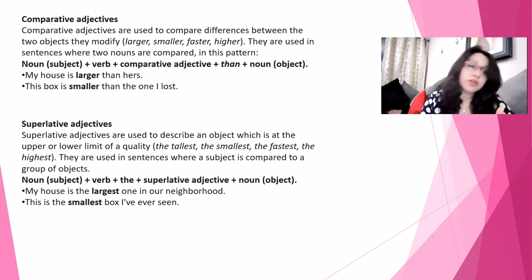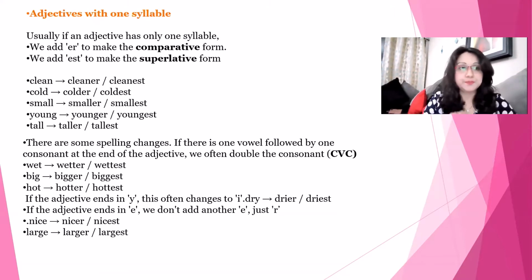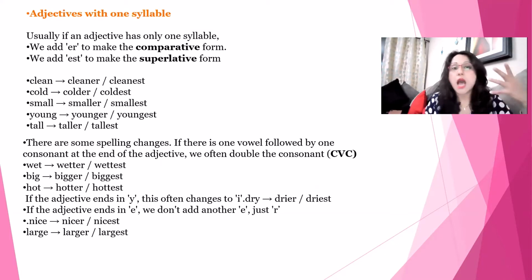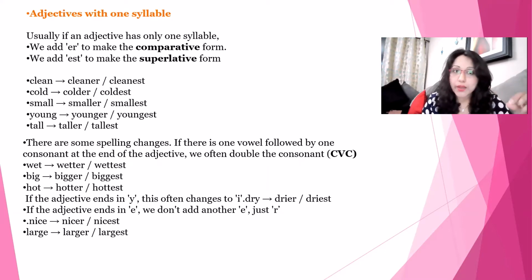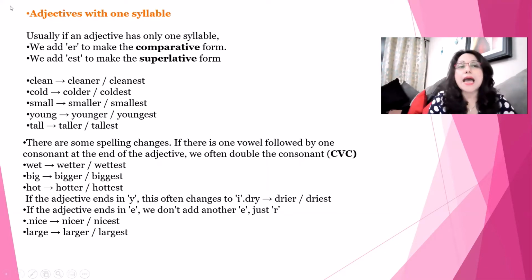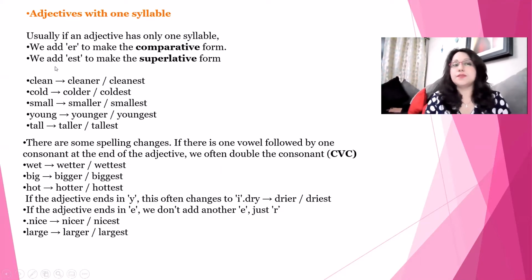Moving on to the next one. Now we will look at how to form them, what happens. So now, how do you form your comparative or superlative? Adjectives with one syllable. I hope everybody understands what syllables are. So let's say clean. One syllable, clean, one. So when you have your one syllable adjectives, you add ER to make the comparative form and add EST to make the superlative form. So if the adjective is clean, the comparative becomes cleaner and the superlative form, the cleanest.